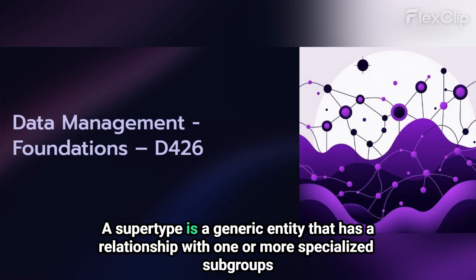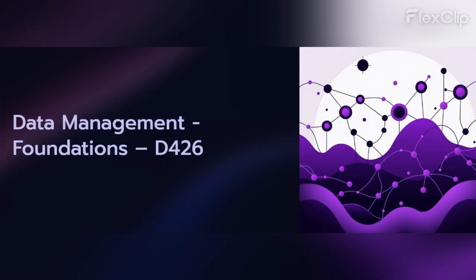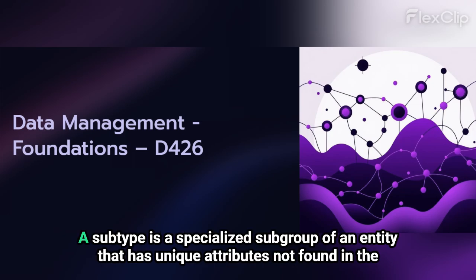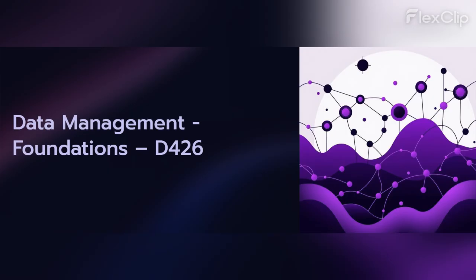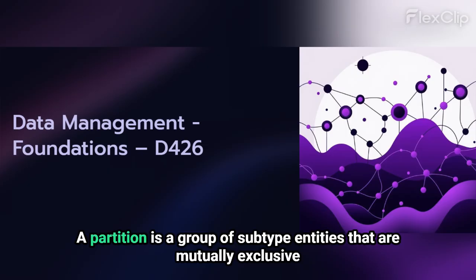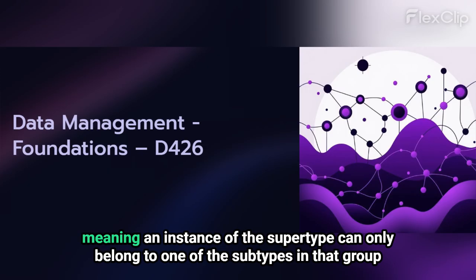What is a supertype? A supertype is a generic entity that has a relationship with one or more specialized subgroups, known as subtypes. What is a subtype? A subtype is a specialized subgroup of an entity that has unique attributes not found in the supertype. In entity modeling, what is a partition? A partition is a group of subtype entities that are mutually exclusive, meaning an instance of the supertype can only belong to one of the subtypes in that group.